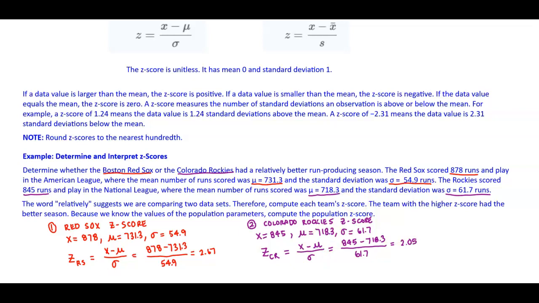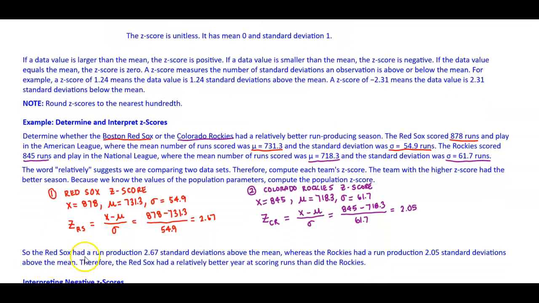Okay, so now that we've found the z-scores for those two, the Red Sox had a run production of 2.65 standard deviations above the mean, whereas the Rockies had a run production of 2.05 standard deviations above the mean. Therefore, the Red Sox had a relatively better year at scoring runs than did the Rockies.